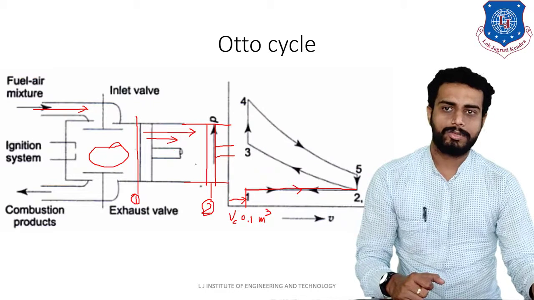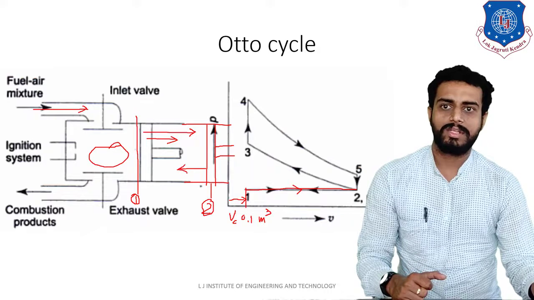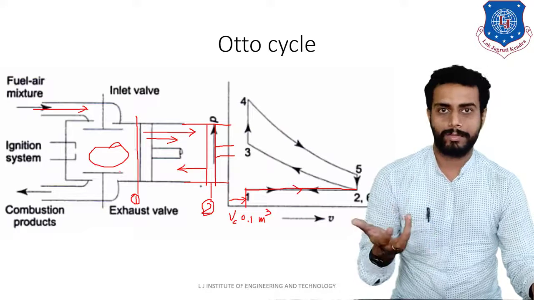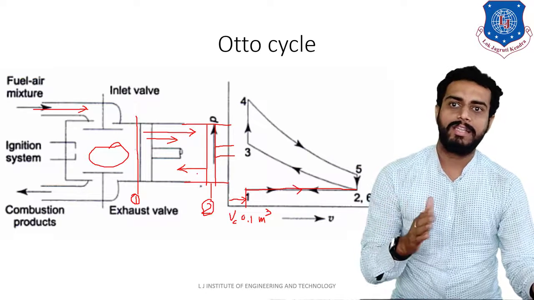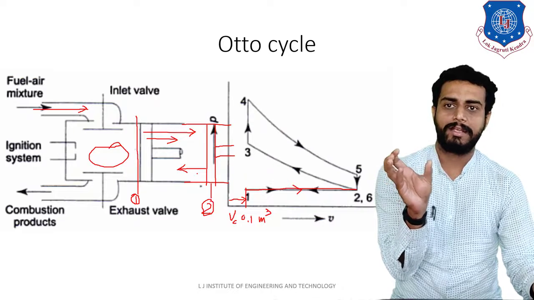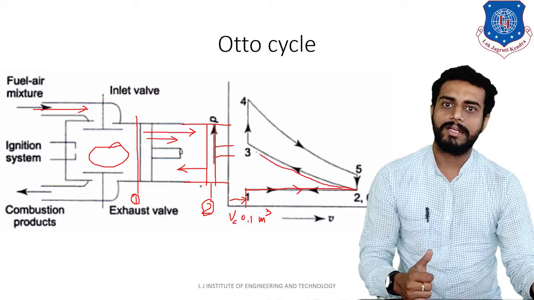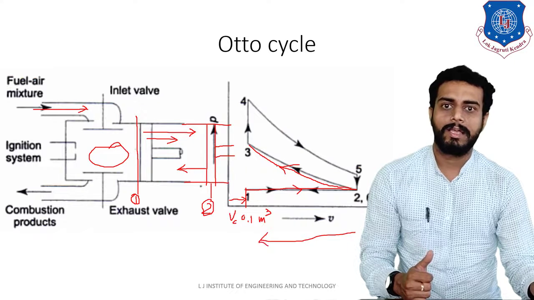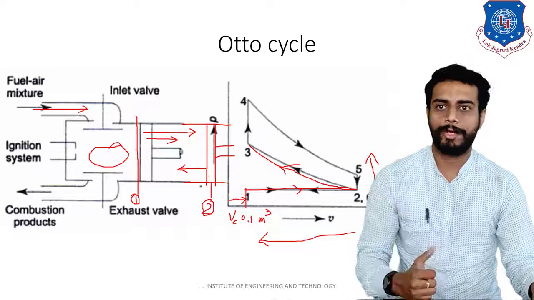Next, what will happen? Now the inlet valve will get closed. Now this piston, which is at point number 2, will start traveling towards the inner dead center. So 2 to 3 is known as the compression process. As the piston moves towards the inner dead center, the volume of the cavity will decrease, and since the volume decreases, the pressure will increase. That is why you can observe that during 2 to 3, the volume is decreasing, but the pressure is increasing. I hope you are clear up to this point.